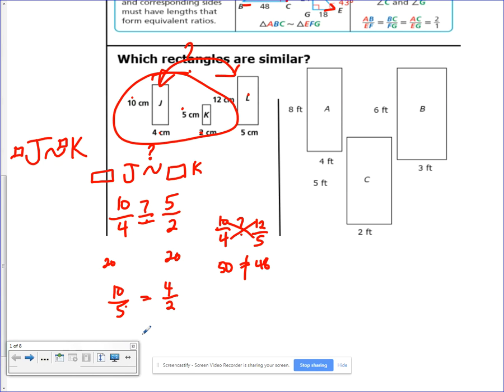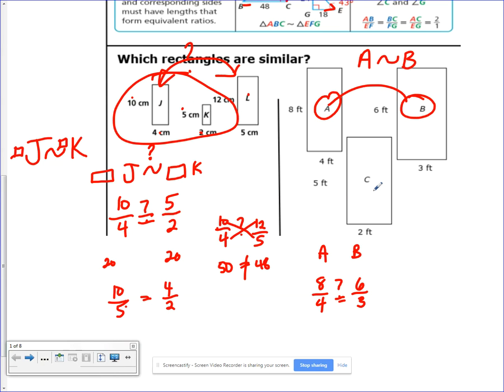Test these ones. Pause the video for a second and see if you can match up which ones are similar. Did you figure it out? 8 to 4. So if I take A, which is an 8 to 4 ratio from tall side to short side, and I look at B, which is 6 to 3, are these equal to each other? Yes, they are. You get 24 and 24. Or you could look at it this way. 8 over 4 is 2. 6 over 3 is 2. They're equal. So definitely A and B are similar. Rectangle A is similar to B.